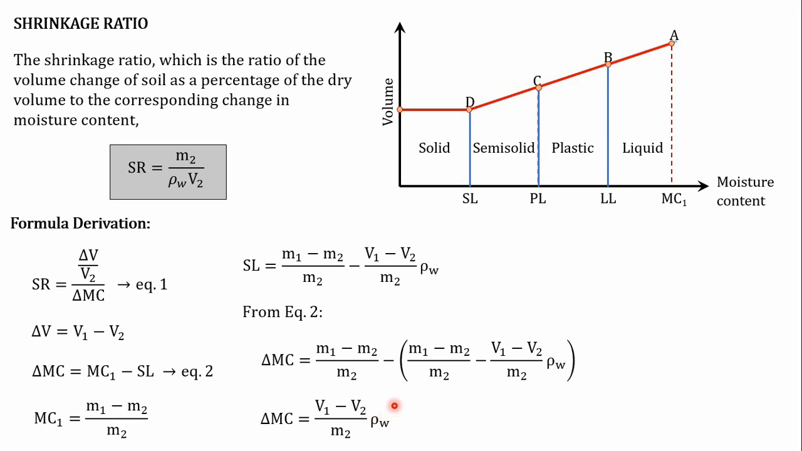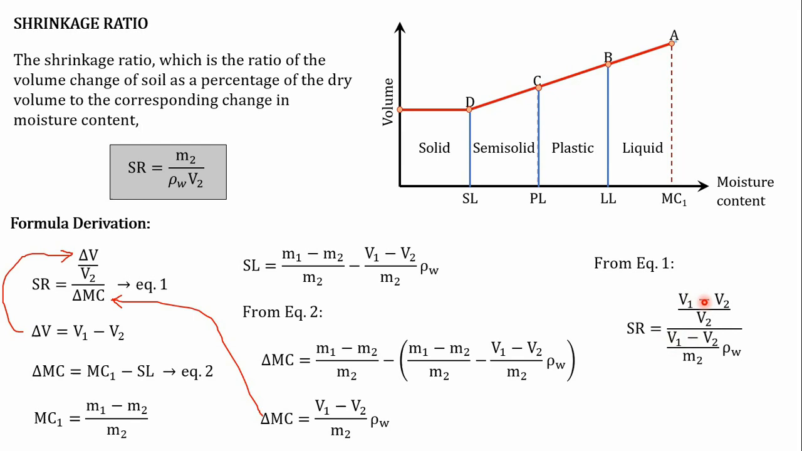Okay? So ang gawin natin, class, substitute natin itong equation na to dito sa equation number 1, at ito dito. Okay? So nakuha nyo, class? So therefore, from equation 1, we have shrinkage ratio is equal to (V1 minus V2) over V2 divided by (V1 minus V2) divided by M2 times the density of water. Okay? And then we know that V1 minus V2 can be cancelled out. And itong M2, class, matatransfer yan dyan.